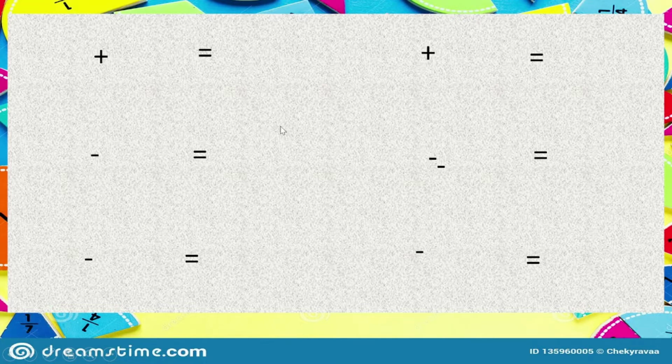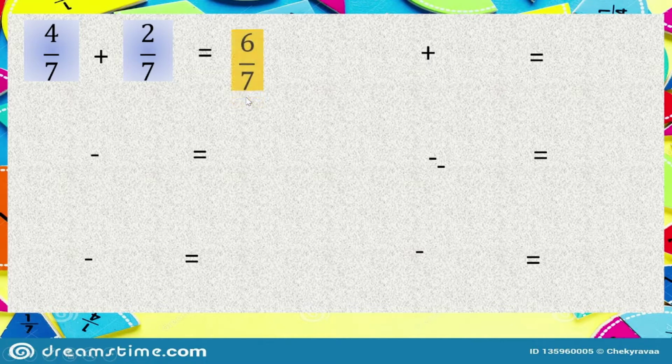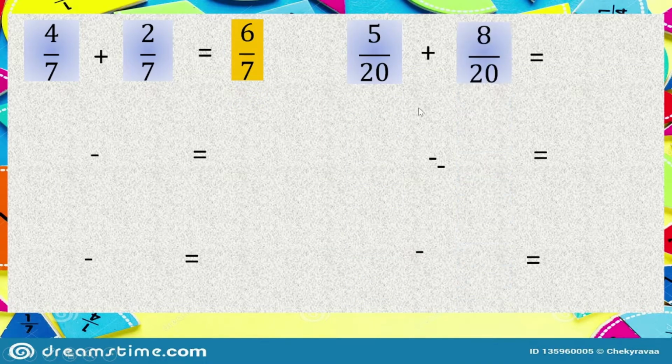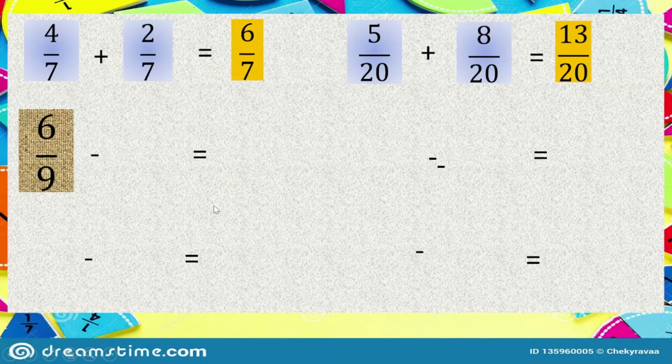So let us have this example. 4 over 7 plus 2 over 7. They have the same denominator, so add lang natin yung numerator, which is 4 and 2. 4 plus 2 is 6 over 7. Next, 5 over 20 plus 8 over 20. Add lang yung nasa taas. 5 plus 8 is 13. Then copy the denominator, which is 20. So napakasimple lang pag the same ang denominator. That is in subtraction and addition.